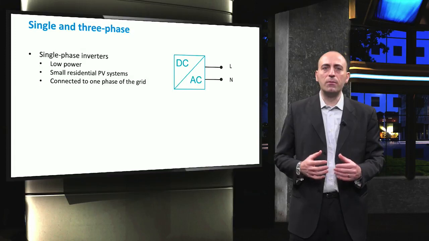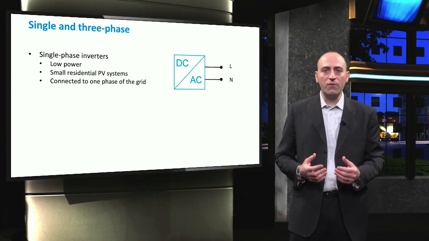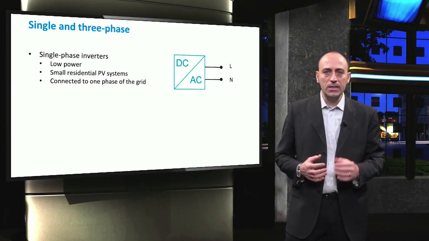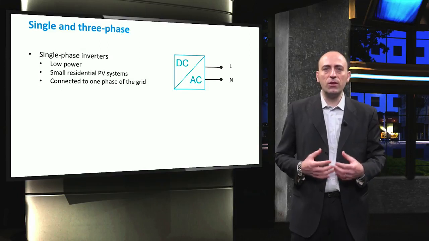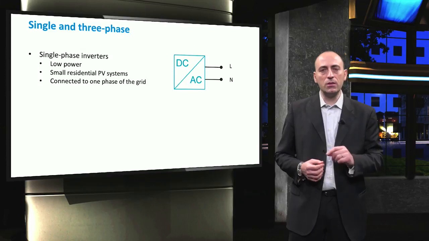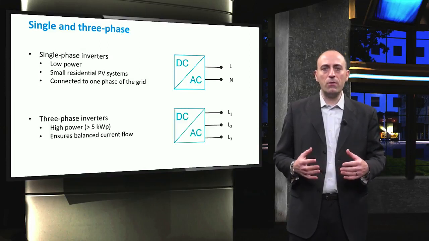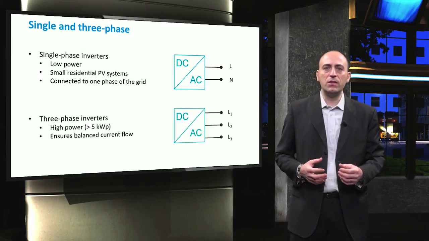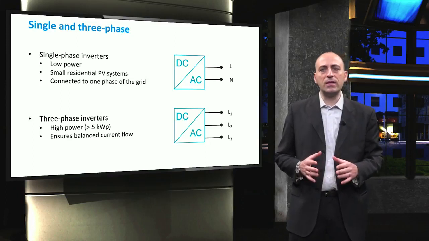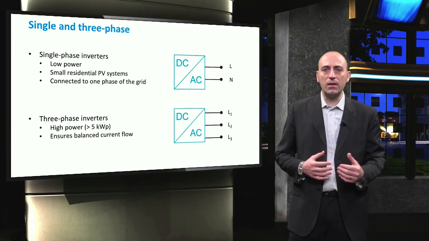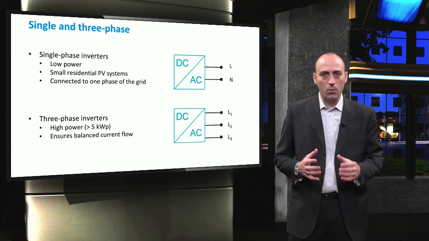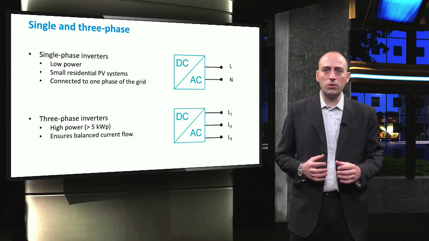Issues arise when the power injected into only one phase is too high. In this case, one of the phases would carry too much current, causing an imbalance in the system which compromises the stability of the grid. Generally, a tri-phase inverter is instead used when a 5 kilowatt peak threshold is reached. In this case, the current will be directly balanced throughout all the phases. We will see more in depth the two topologies of inverters in the next videos.